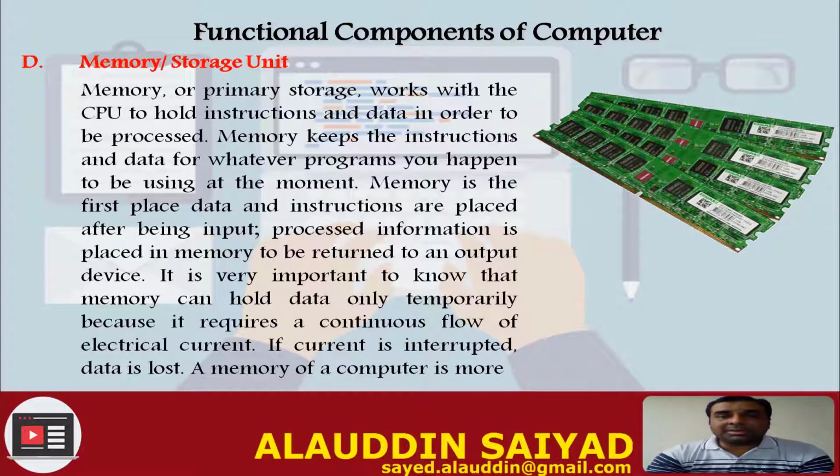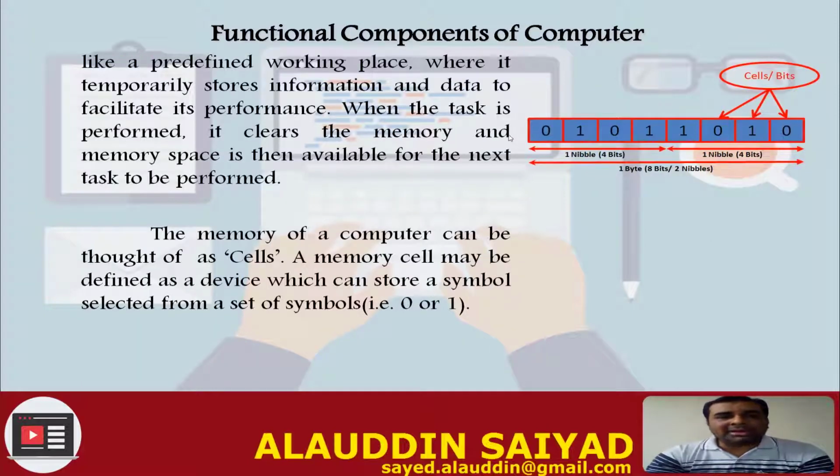A memory of a computer is more like a predefined working place where it temporarily stores information and data to facilitate its performance. When the task is performed, it clears the memory, and memory space is then available for the next task to be performed. So the primary memory generally clears off as and when required. Whenever the instructions and the data are no longer needed, the memory clears them off so that the space will be available for the next instructions to be loaded.